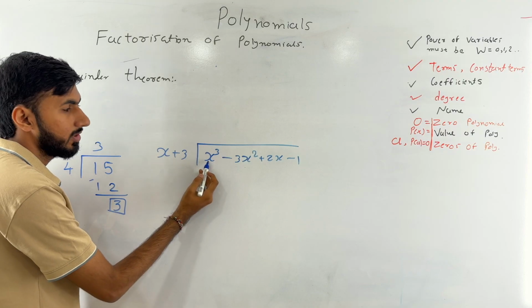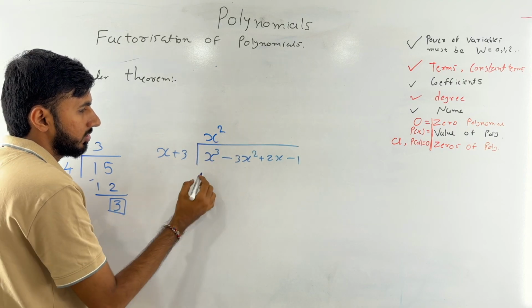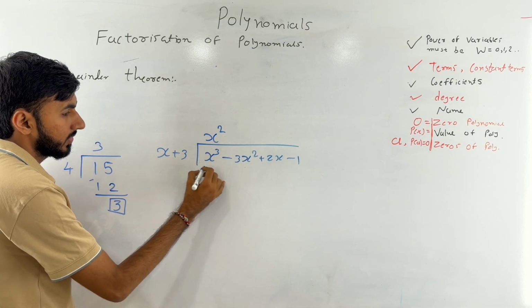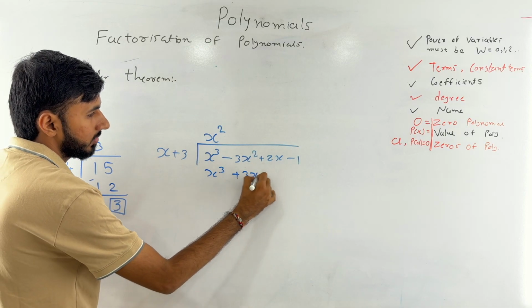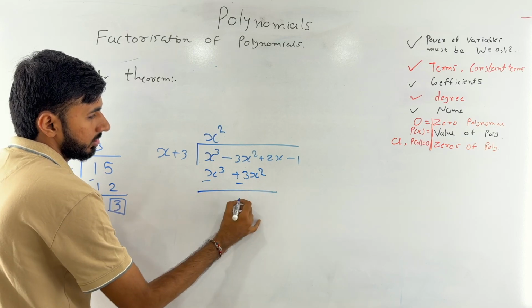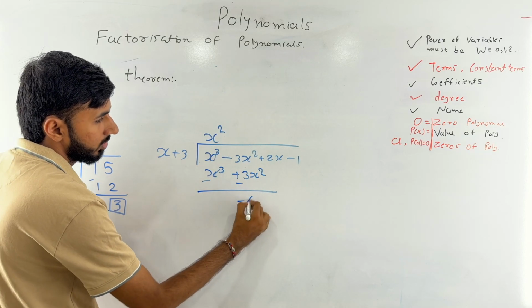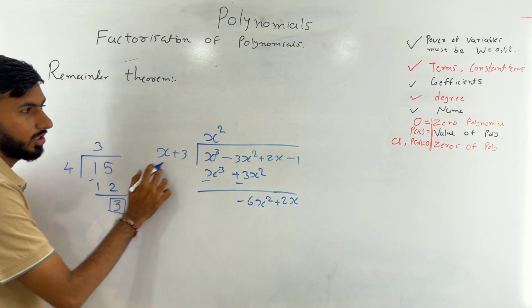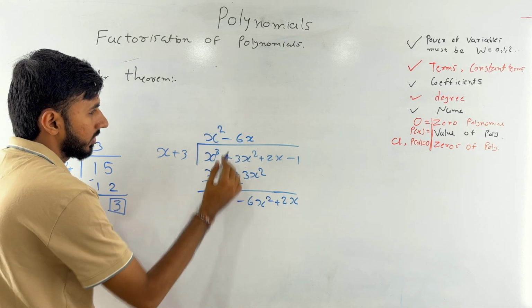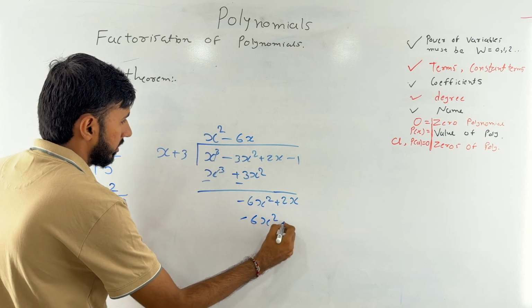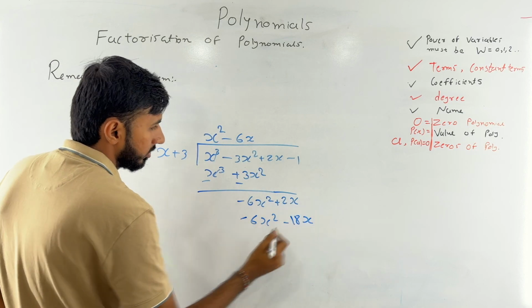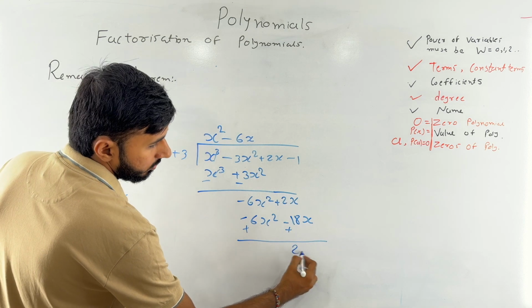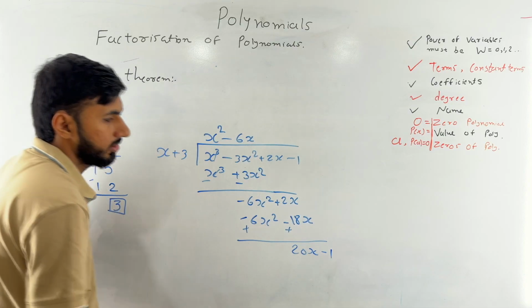x plus 3, and here we have x cube. So I have to write x square here. You all know the long division method. You have already learned it in earlier classes, right? Now I have to write x cube plus 3x square here. Change the sign. So these both will cancel. Here I have to write minus 6x square plus 2x. Now I have minus 6x square here, only x here. So I have to write minus 6x here. Now minus 6x square minus 18x here, right? Change the sign. So my answer will be 20x here, and here I have minus 1.